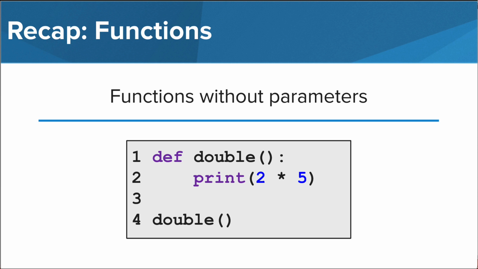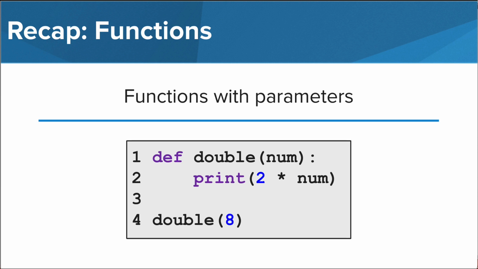We can have a function without parameters that just does the same thing every time it is called, like this double function, which prints the value of 2 times 5 when it's called. Every time we call this function, 10 will be printed.